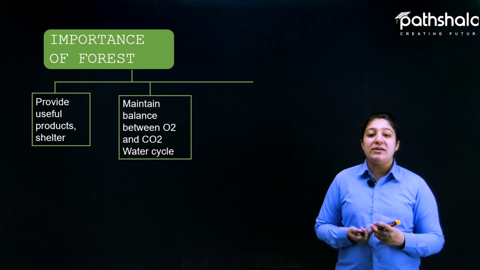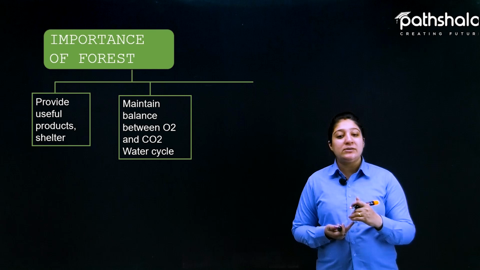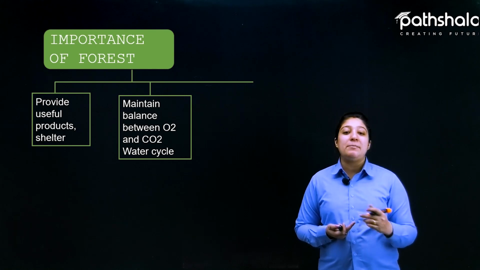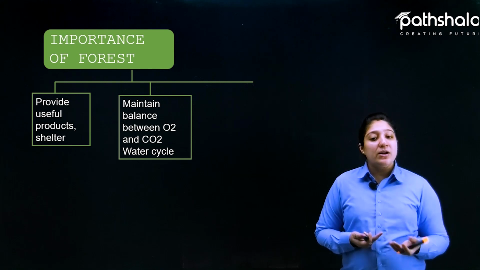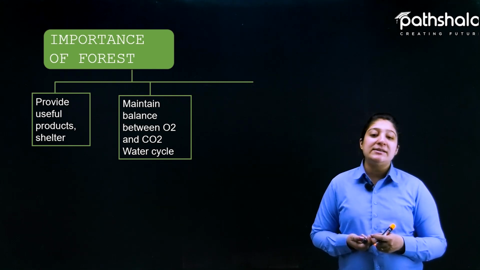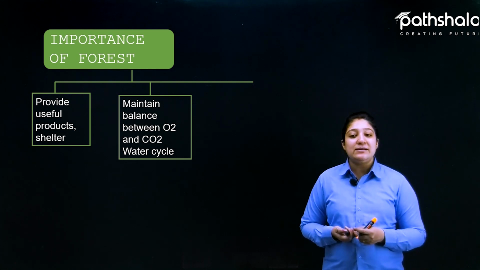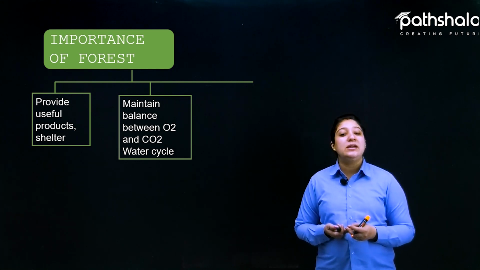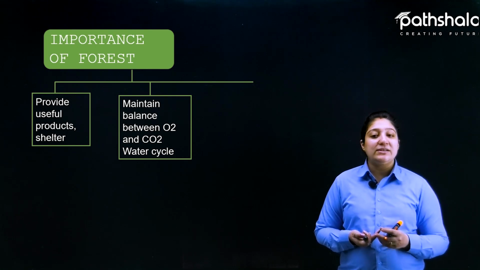The other thing we discussed here is that they maintain not only the water cycle, but also a balance between oxygen and carbon dioxide, as a large amount of carbon dioxide is taken up by the plants during the process of photosynthesis, and as a result more oxygen is given out for the use of other living organisms. So that we have discussed here.